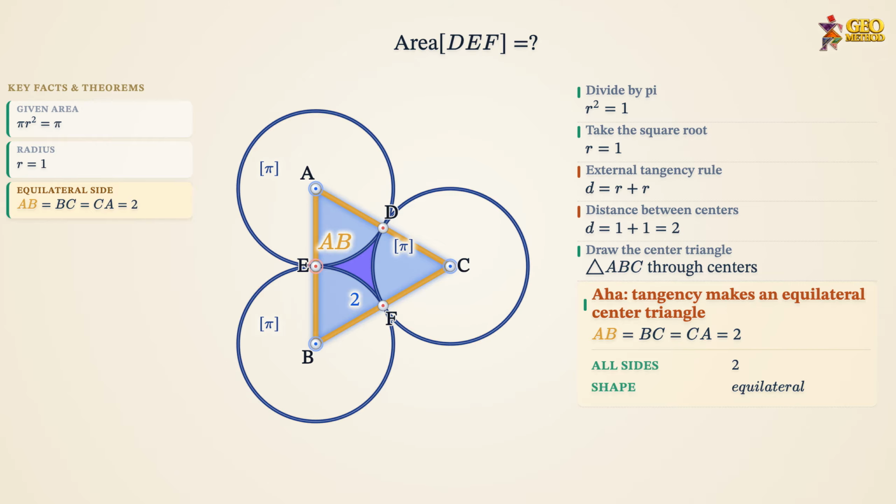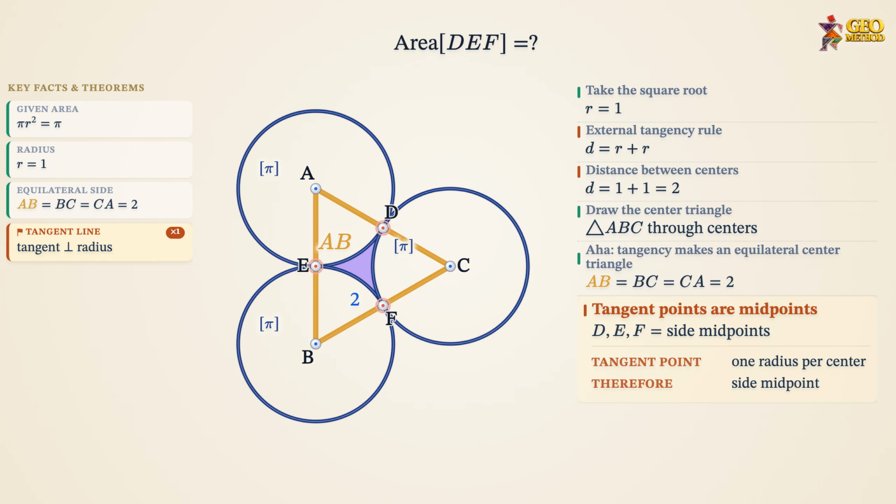Aha! Every pair of tangent unit circles has centers 2 units apart. The same 2 radius distance holds for segment AB, segment BC, and segment CA. So pairwise tangency makes center triangle ABC equilateral.